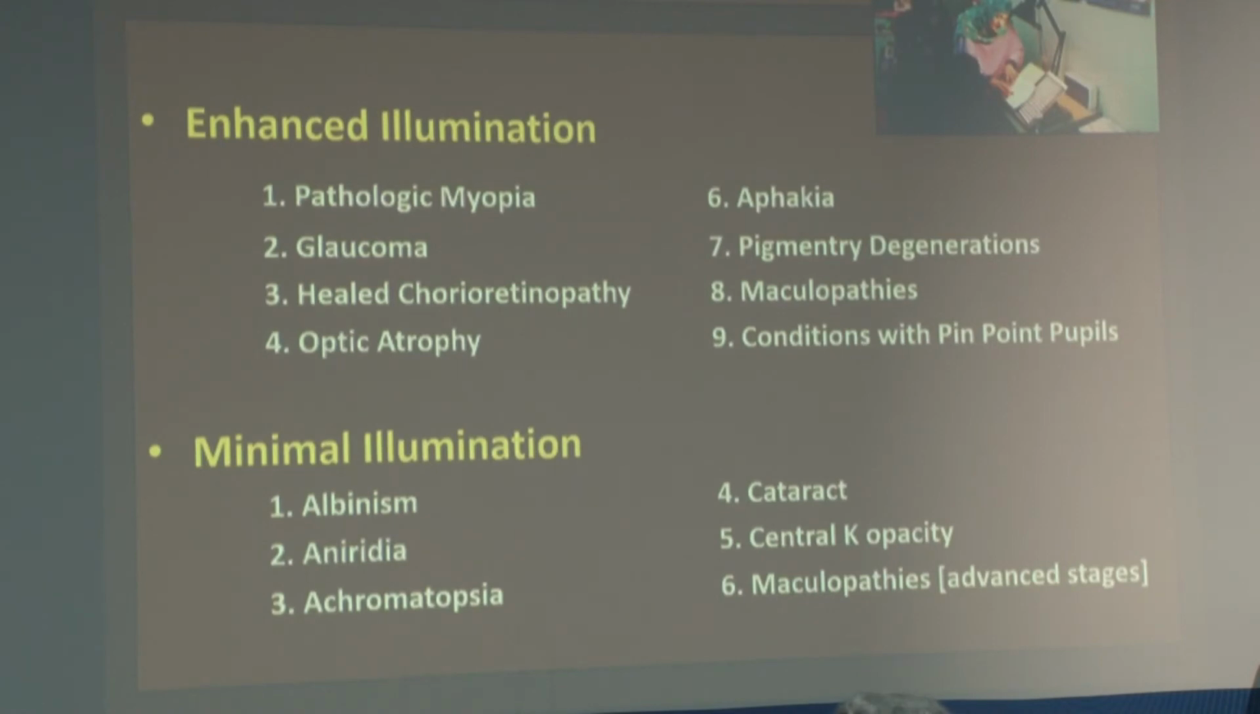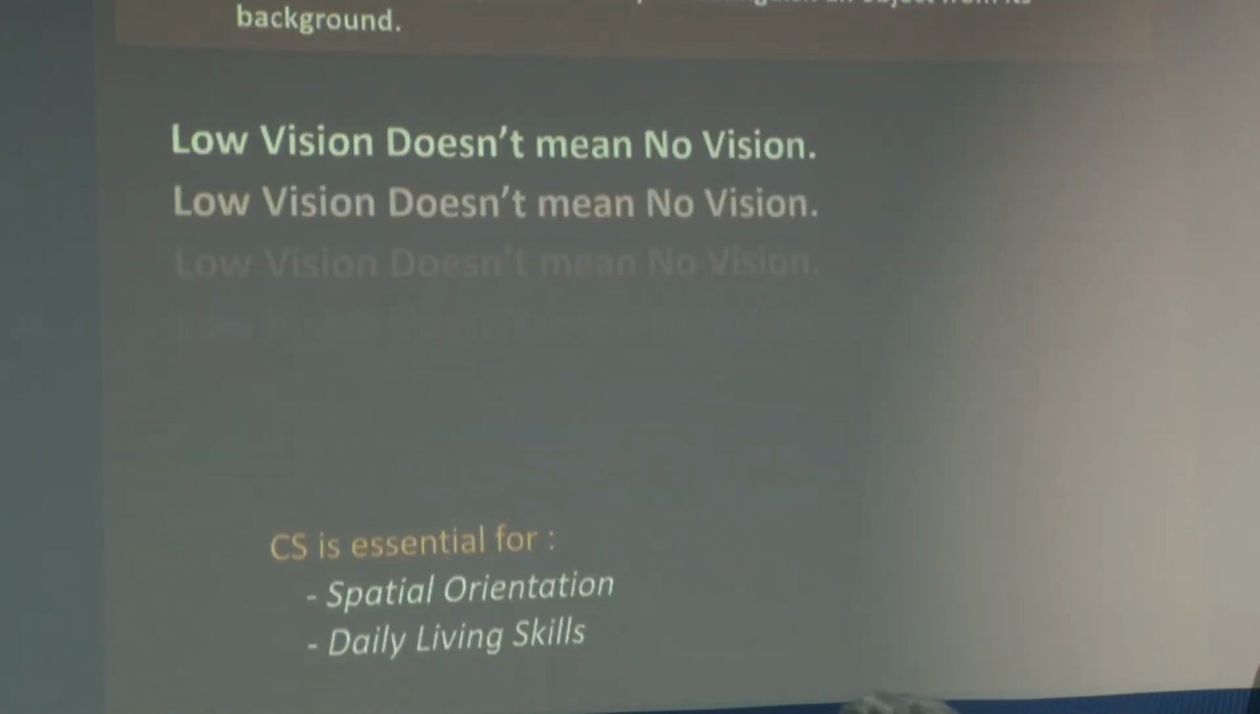Coming to illumination. As you know, in cases of aniridia or albinism, where there is a lack of melanin, there will be a lot of glare in those patients. In such cases, we need to minimize the illumination or the light settings around that patient or his working space. In cases of glaucoma, pathological myopia or aphakia, we need to enhance the illumination so that we can use the residual cones better.